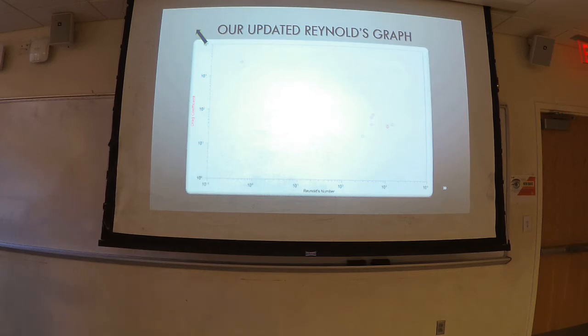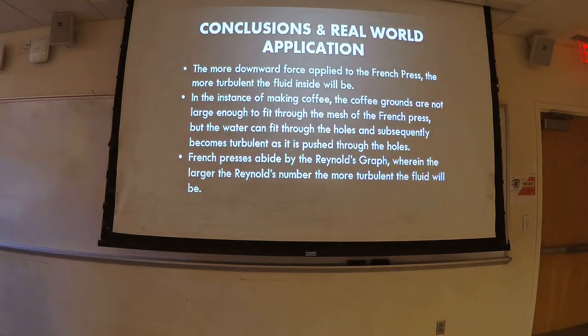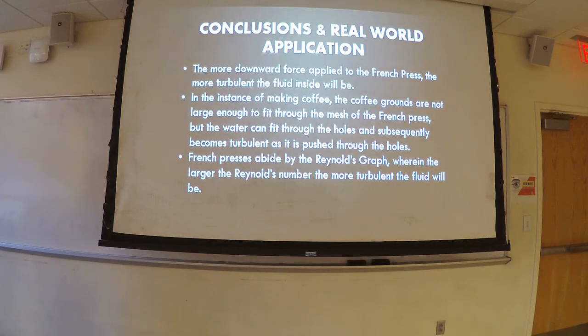So finally, for our conclusion and real-world application, we have shown that the more downward force applied to the French press, the more turbulent the fluid inside will be. In the instance of making coffee, the coffee grounds are not large enough to fit through the mesh of a real French press, but the water can fit through the holes and subsequently become turbulent as it is pushed through the holes. French presses abide by Reynolds graph, wherein the larger the Reynolds number, the more turbulent the fluid will be.